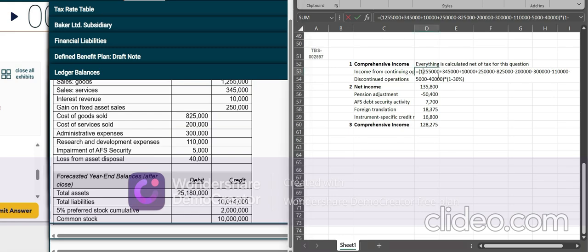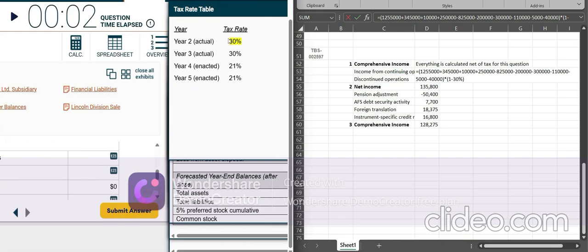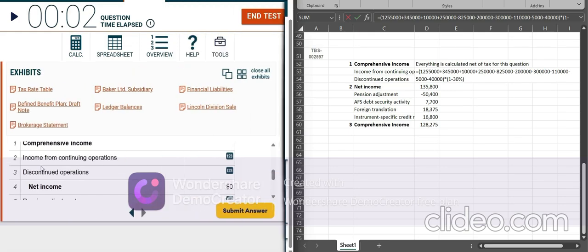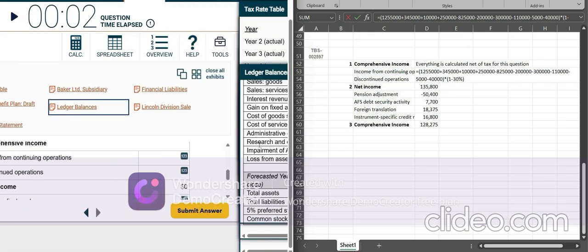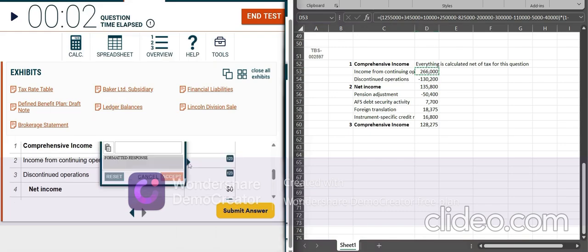And we have to calculate this net of taxes, and the tax rate is 30%, which is given on the tax rate table. Year 2 actual tax rate is 30%. So how will we calculate this? We need to first add and subtract those numbers, and multiply the number by 1 minus 30% to get the calculation net of taxes. Here we get the result, and we will simply copy it from here and paste it here.